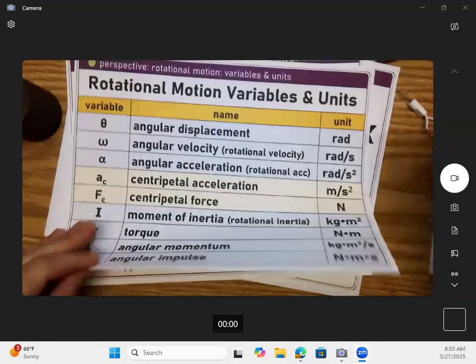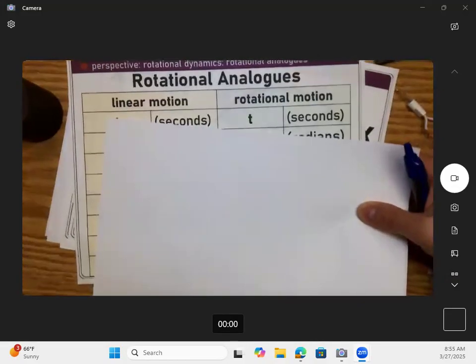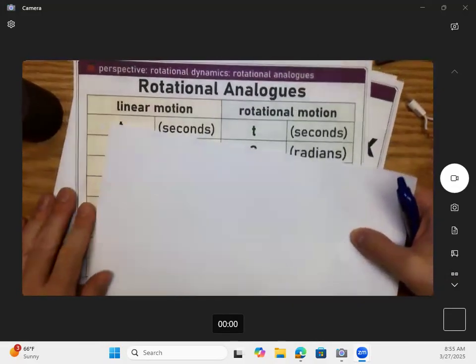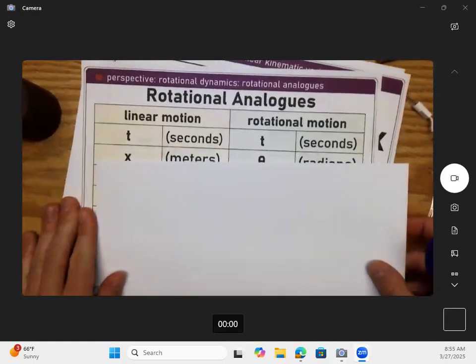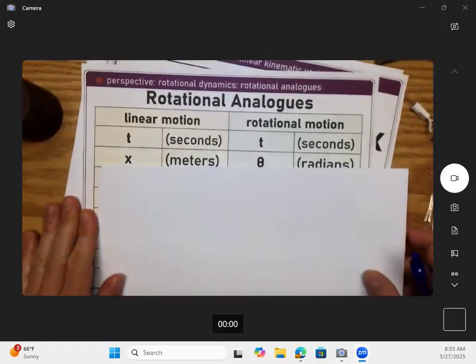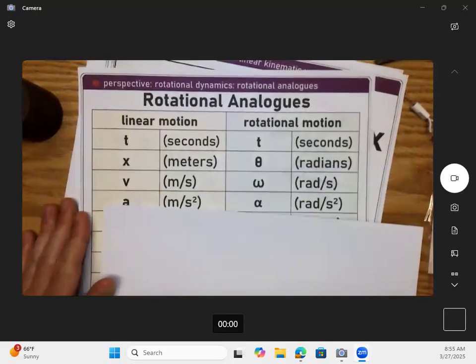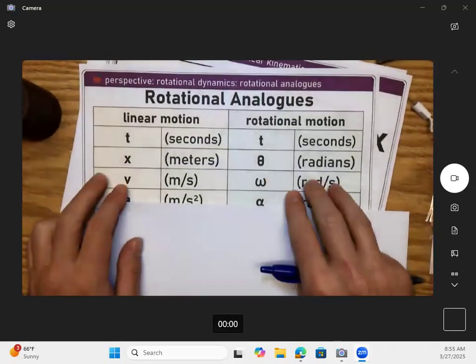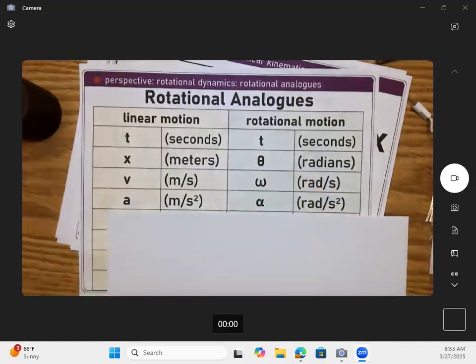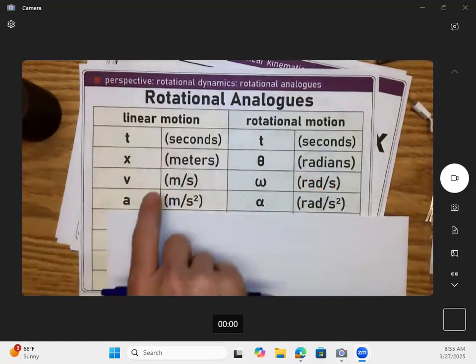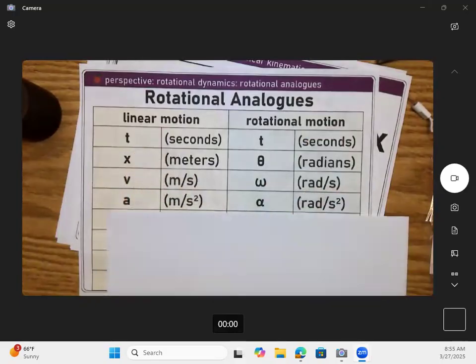Okay. We got rotational analogs. So time in seconds is still time in seconds. Now, first the kinematic one. Here, I'll show you guys. Instead of how far in meters, it's how far something turns in radians. How fast, acceleration, but different text. So here's in a linear sense, and here's in a turntable sense.